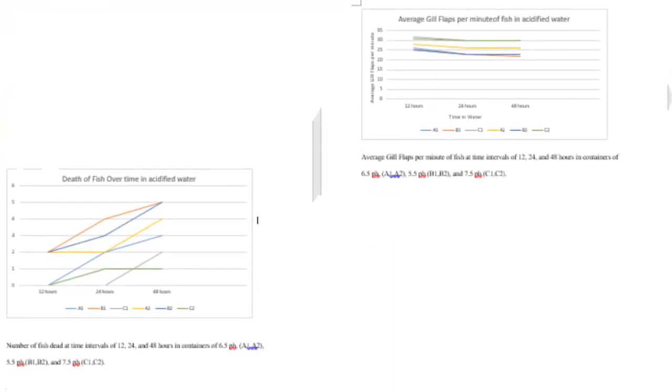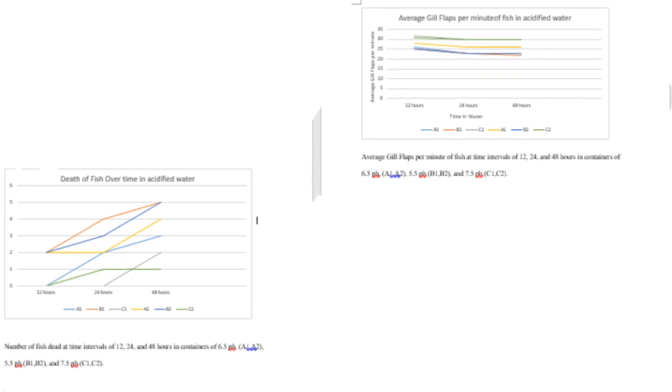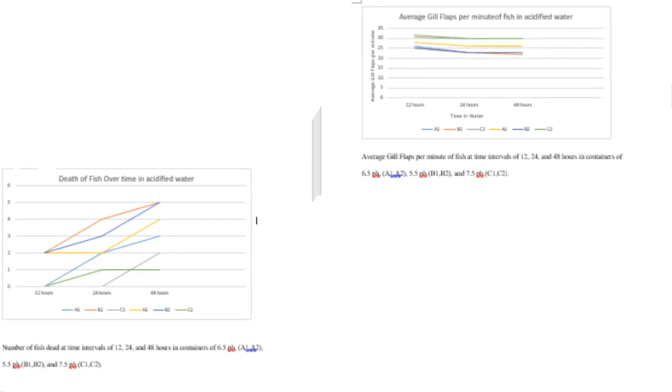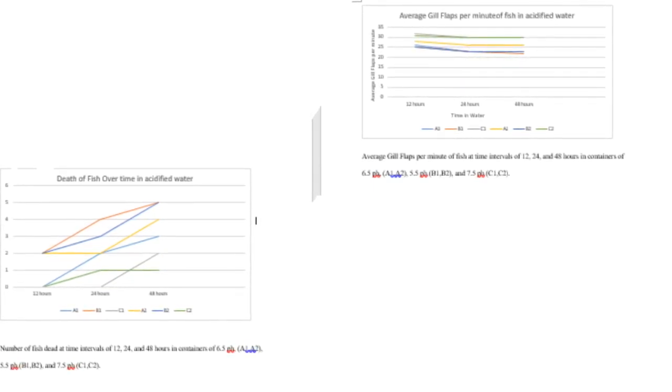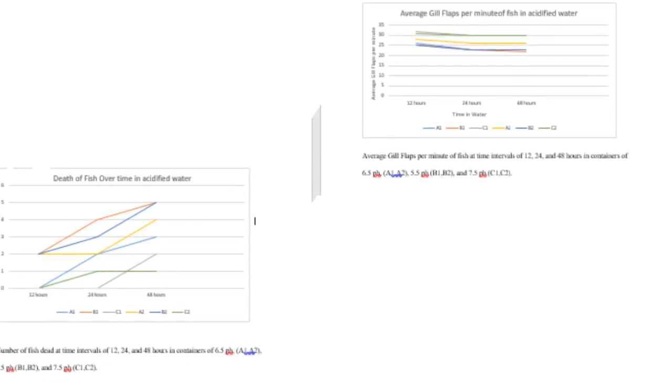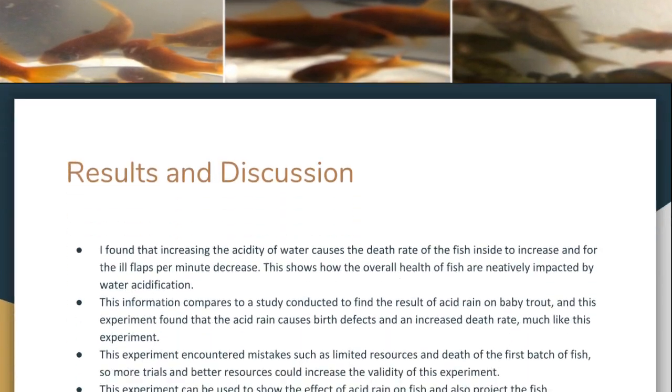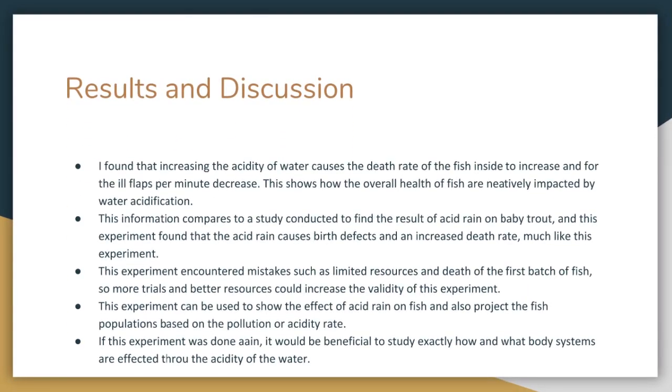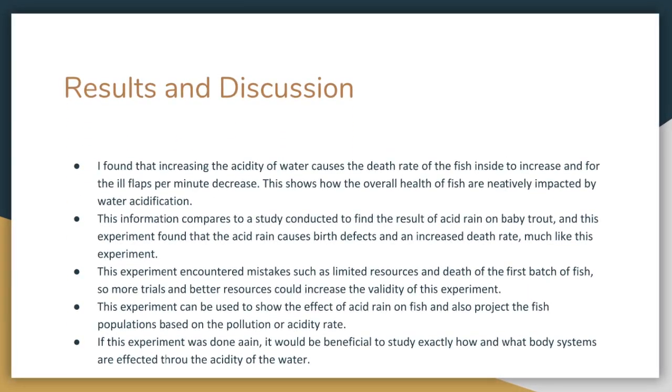These two graphs show how the death rate and the gill flaps changed over time depending on the pH of the containers, and it's a really good way to show what the pH has actually done to the fish. These are some pictures of the fish, including the first two containers, my control, and then some of the empty containers after the fish had all died by about the second day. I found that decreasing the pH causes death rate to go up and gill flaps to go down.